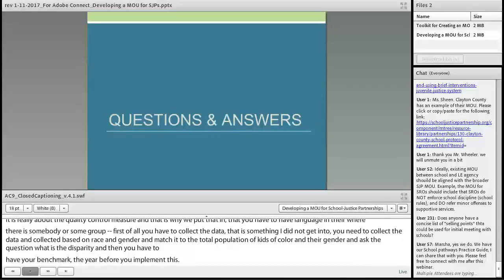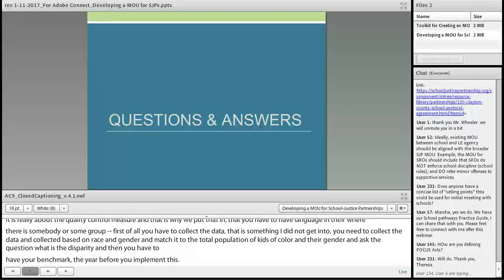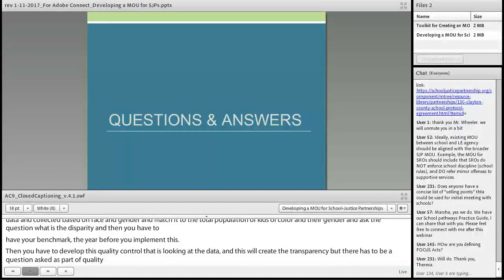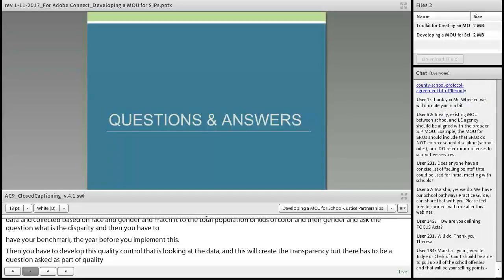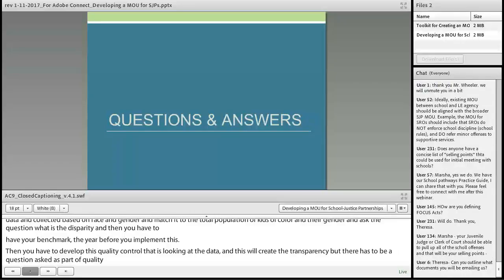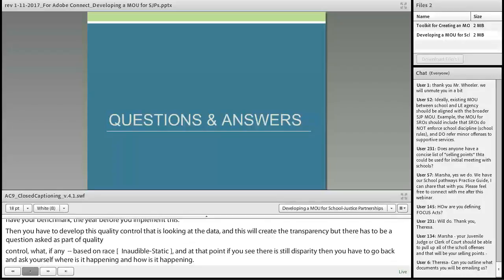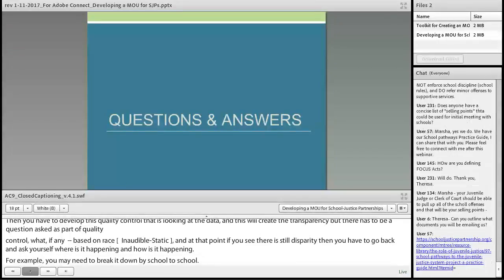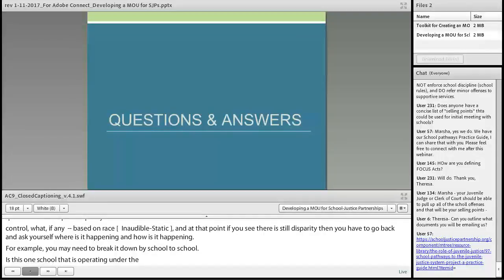And this is going to create the transparency, but there has to be a question asked as part of quality control. What, if any, disparity is there based on race? And at that point, when you see there's still disparity, then you have to go back and ask yourself, where is it happening and how is it happening? For example, you may need to break it down school to school. Does one school that's operating under the same MOU have a greater disparate treatment of kids of color than the school over here? So what's going on in terms of the handling of those cases over there?